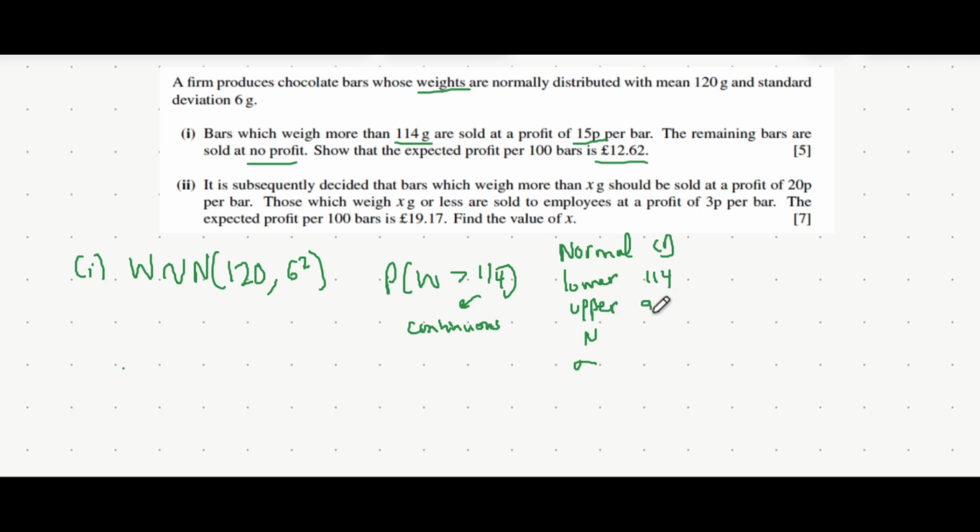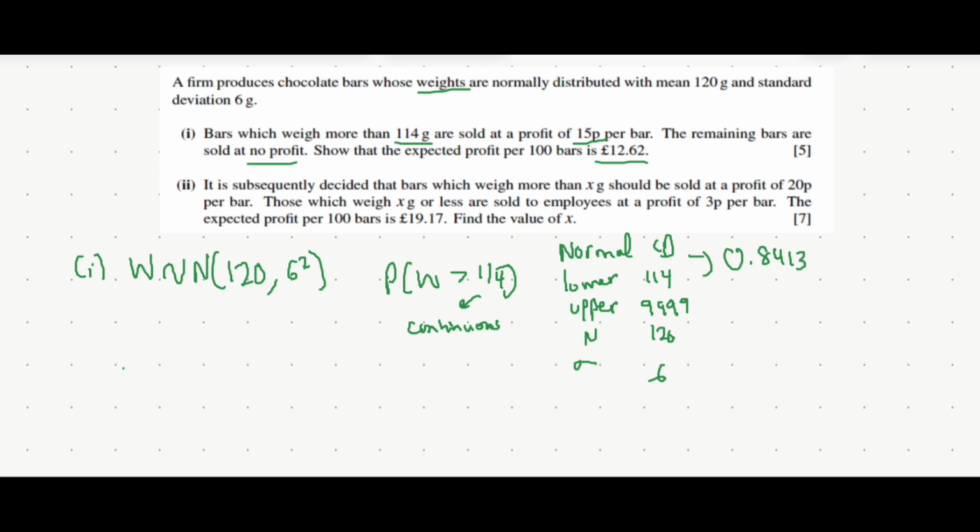The upper, I just tend to put a very, very large number, something like four nines. The mean is 120 and the standard deviation is 6. Now that in your calculator, using the normal CD function, it spits out a value of 0.8413.